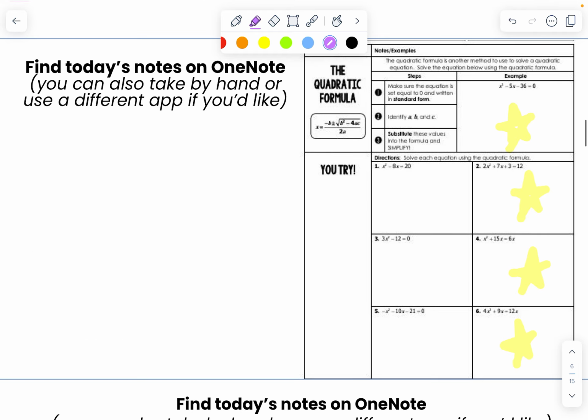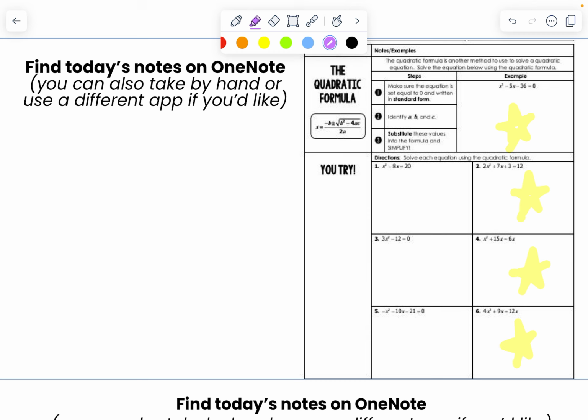All right. So you can find today's notes, just one page on OneNote. You can take them by hand if you'd like, or use a different app, or if your iPad is dead, you should certainly follow along with pen and paper. We're only going to get better at the quadratic formula by actually practicing it out.